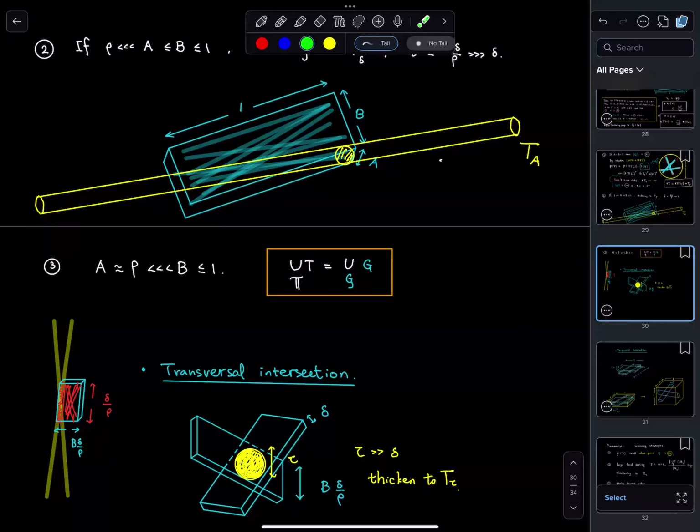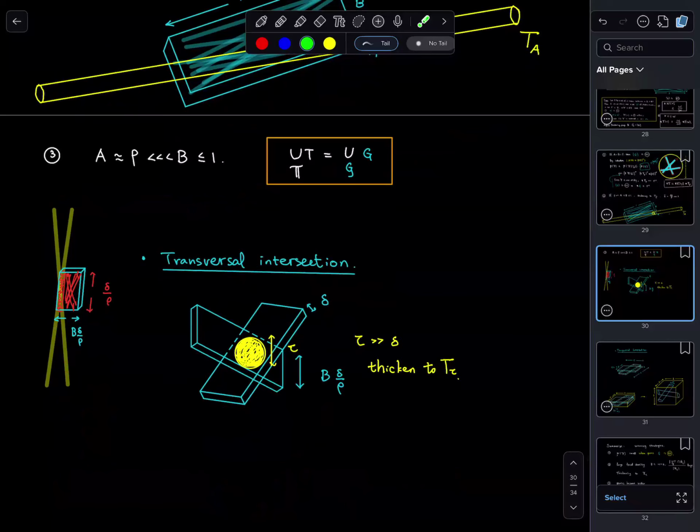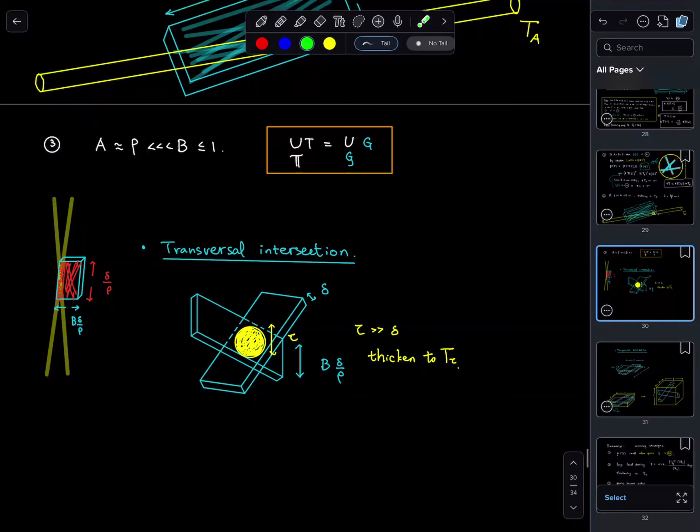And the third case is where the problem becomes more interesting. The third case is that the boxes are as thick as the rho tube. So we don't gain anything by thickening to the thickness of the box because we are not thickening anymore. But the box is a lot wider. So A is approximately rho, but B is much larger than rho. Then what does this mean?